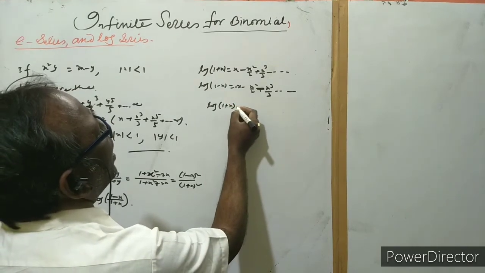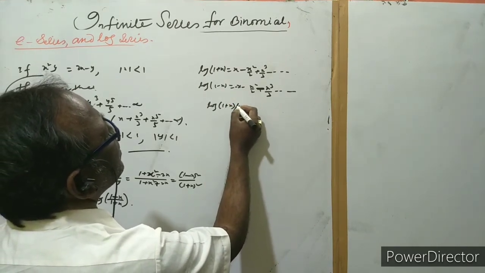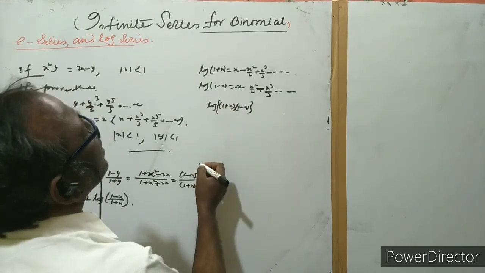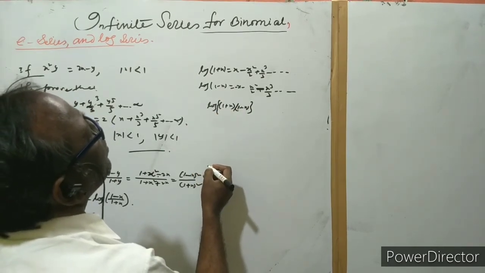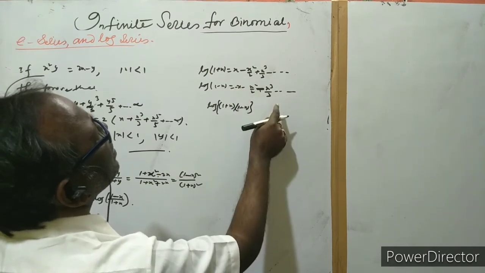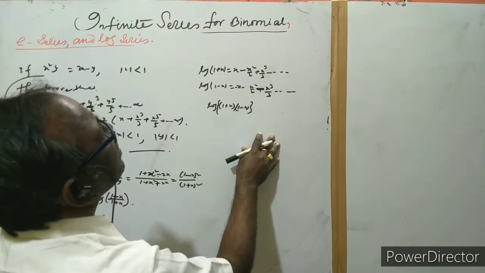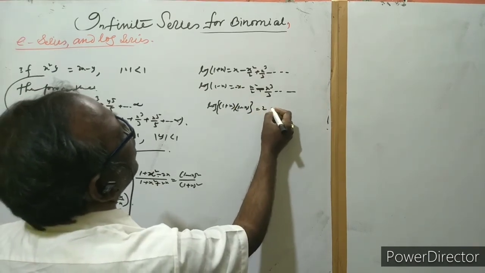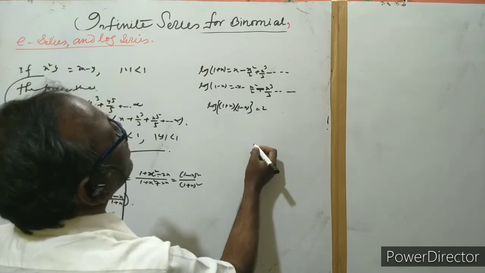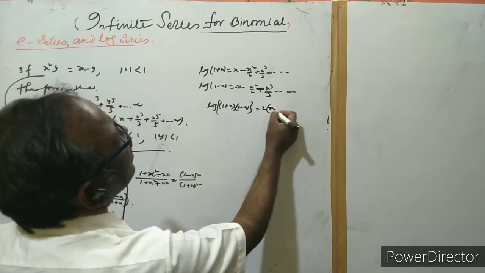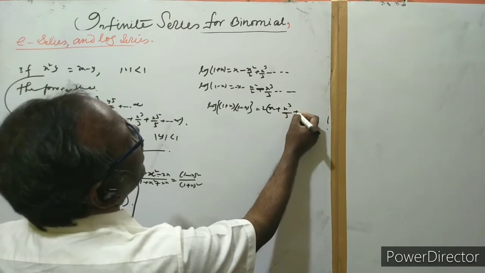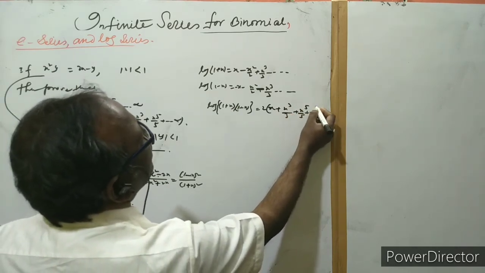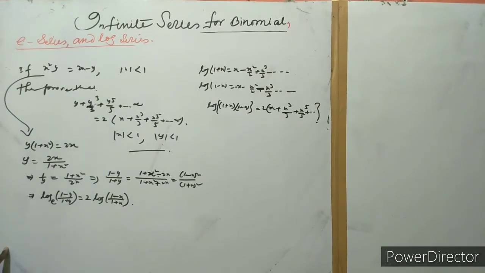I am doing log of 1 plus x by 1 minus x. Okay. Then what happened? If we are doing minus, then these are all plus. So these all are plus. So we get here 2 times of x plus x cube by 3, x to the power 5 by 5, like that, okay? So this is the expansion of that, okay?